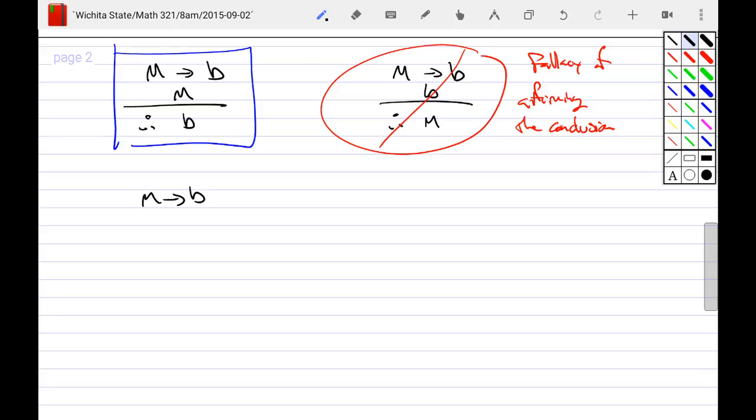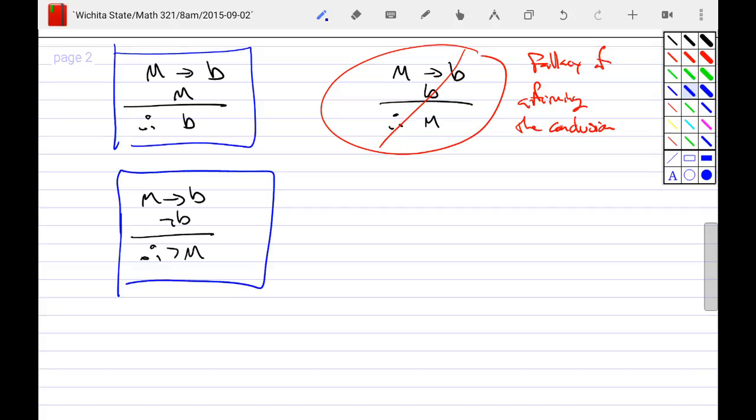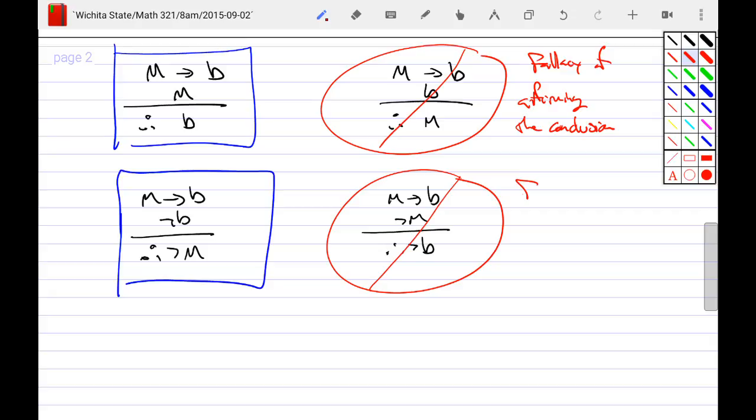M implies B. What are you supposed to deny? I'm supposed to deny the conclusion, and therefore I would not have the hypothesis. This is correct. Okay, but let's say somebody gets it backwards. M implies B. Oh, wait, I'm going to deny M, and therefore I will not have the conclusion. Again, they've denied the wrong thing. This is bad. This is the fallacy of denying the hypothesis. They've denied the opposite.